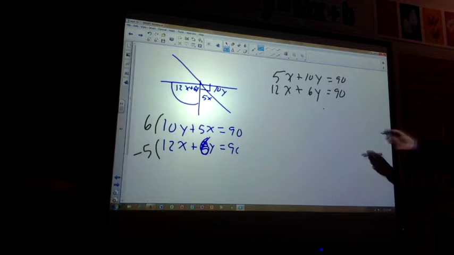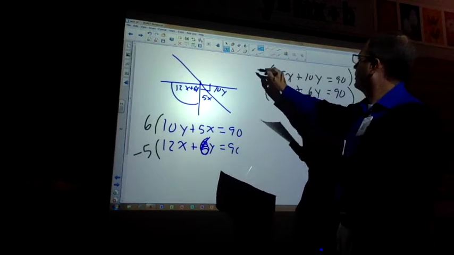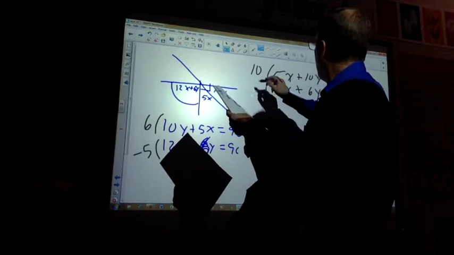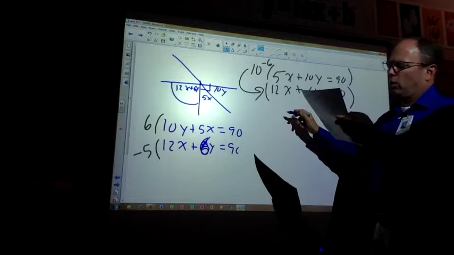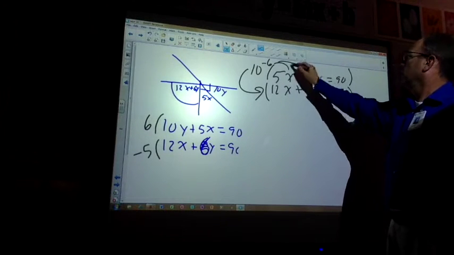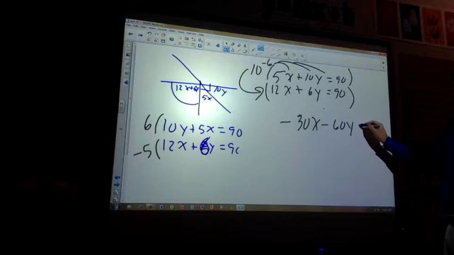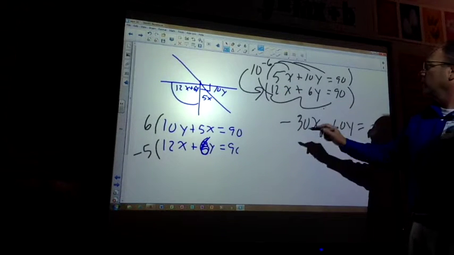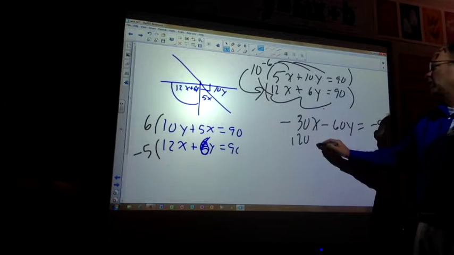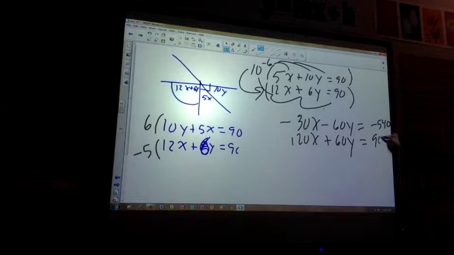Okay. Then if I would have gone through and said, okay, I'm going to use elimination, so I'll multiply this top one by negative 6, and this bottom one by 10. So that should work out nicely. So on top, negative 6 goes here, so that's negative 30x minus 60y equals negative 540. Is that right? And then if I multiplied all this by 10 here, here, and here, that's 120x plus 60y equals 900. Did I do that right?